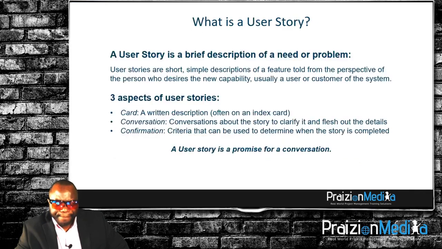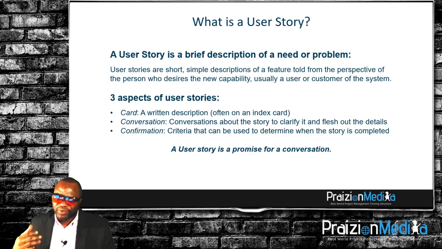A user story is a brief description of a need or problem. User stories are short, simple descriptions of a feature told from the perspective of the person who desires the new capability, usually a user or customer of the system. The 3 aspects of a user story: a card, written on a card, a conversation, having a conversation about the story to clarify it, and the confirmation criteria that can be used to determine when the story is complete.